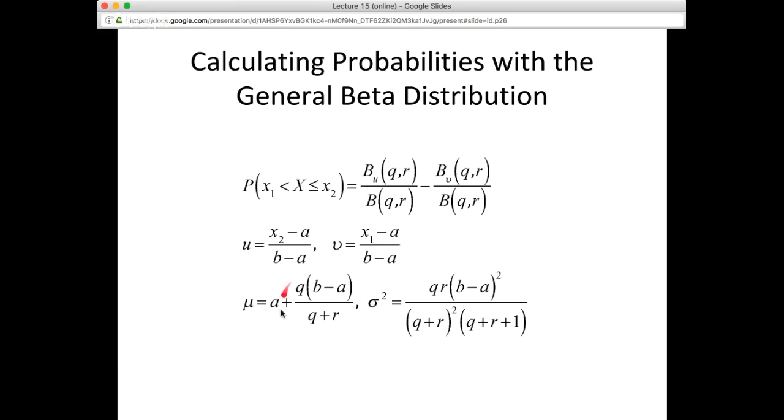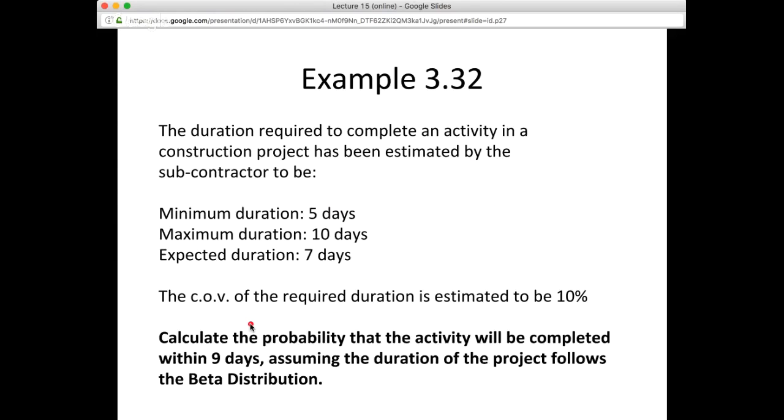The other thing that we can learn if we take the expected value and the variance of this distribution is that the mean of the distribution can be expressed this way, and the variance can be expressed with this equation. And so we're going to use these expressions in our next problem to estimate values of Q and R given the mean and the coefficient of variation. Okay, so speaking of example, let's get right to it.